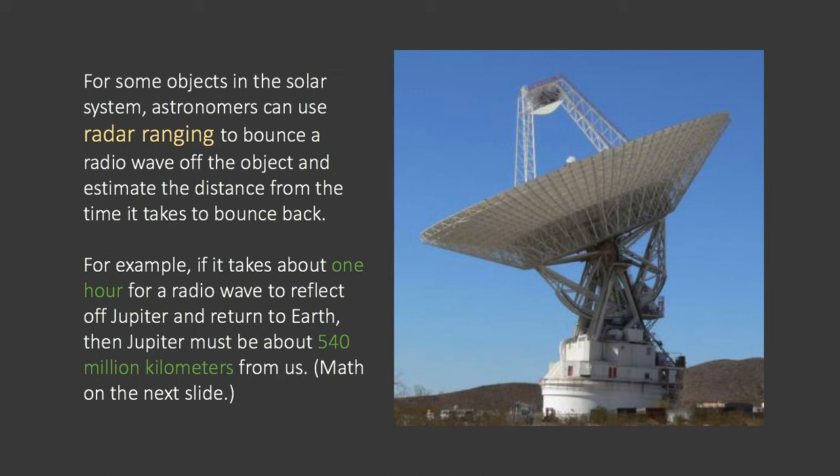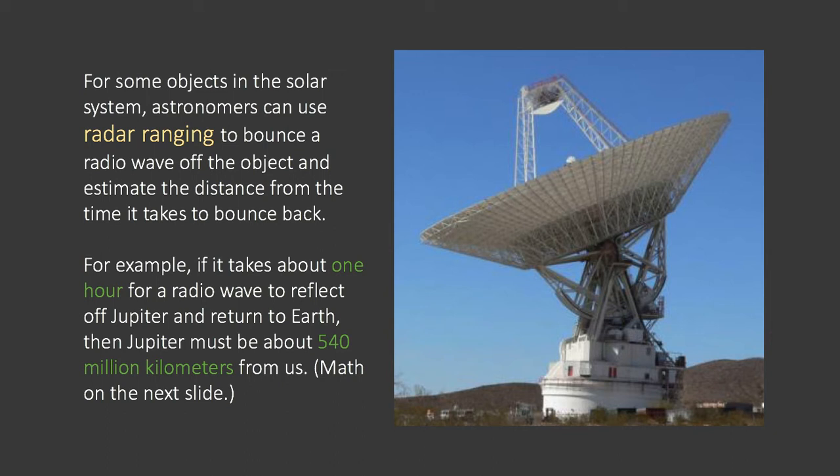If something is in the solar system, what we can do is bounce radar off of the object and let it reflect back. So this is sort of the most direct way to measure the distance to something. You send out a radar signal, it reflects off the object, you know the speed at which the radar radio wave is traveling, the speed of light, and using the time it takes for the signal to get back, you can estimate how far away the object is.